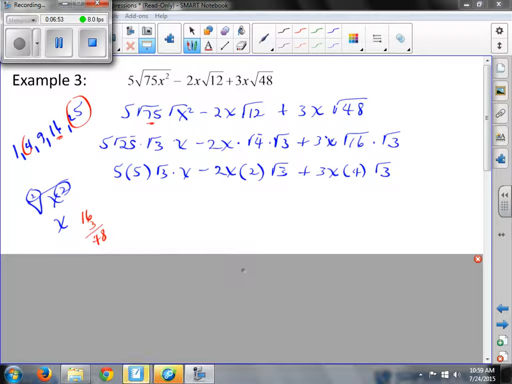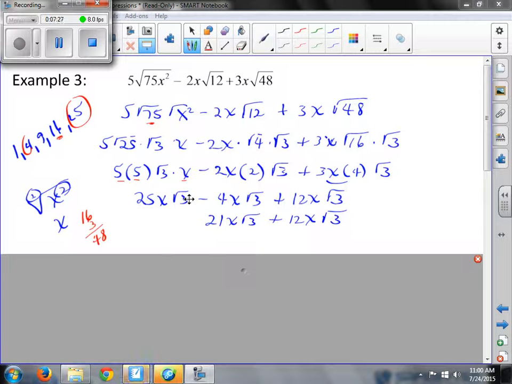So I'm going to put all my outside parts together. 5 times 5 times x, that would be 25x square roots of 3, minus 2 times 2 is 4x square roots of 3, plus 3 times 4 is 12x square roots of 3. So 25 minus 4 is 21. So we have 21x square roots of 3 plus 12x square roots of 3.